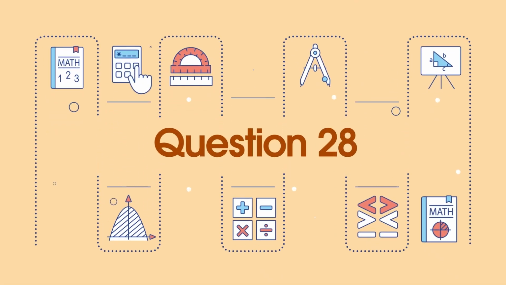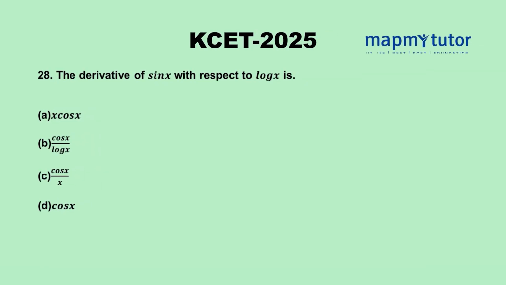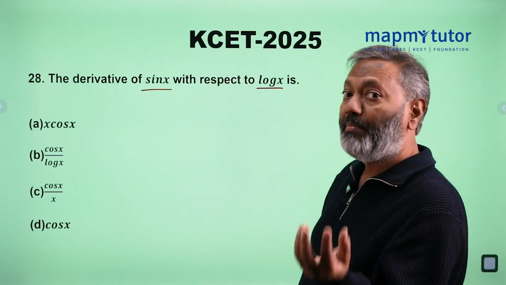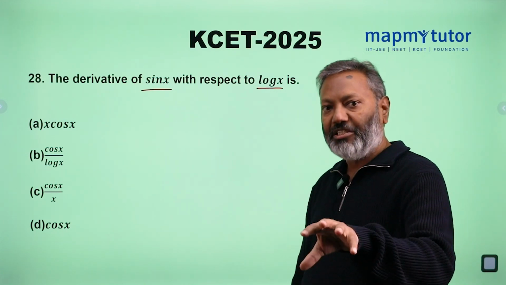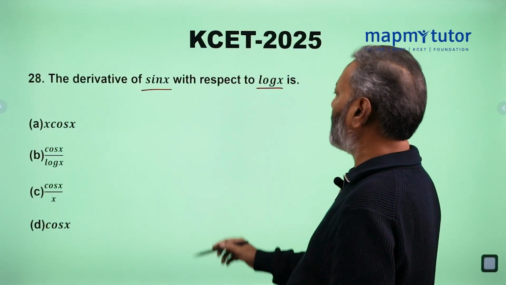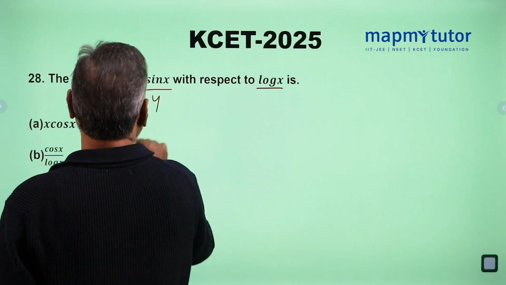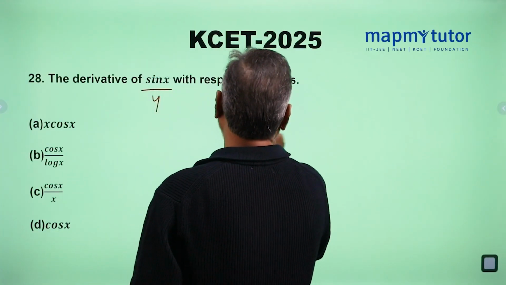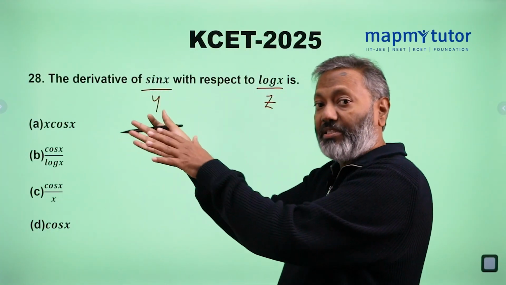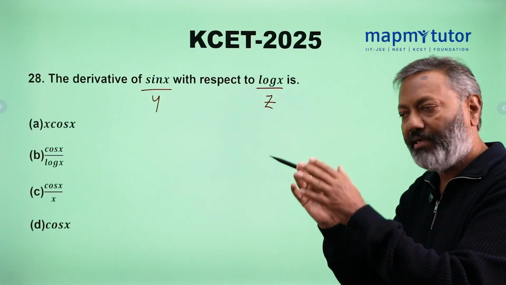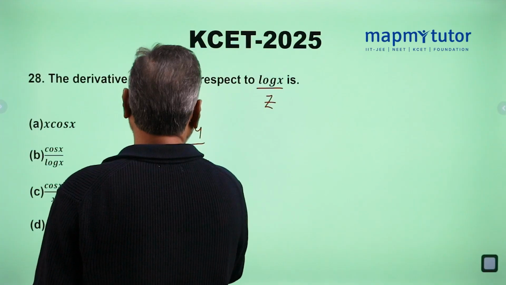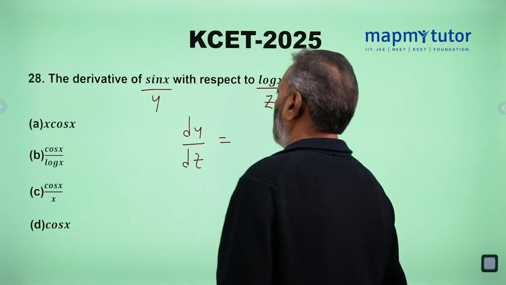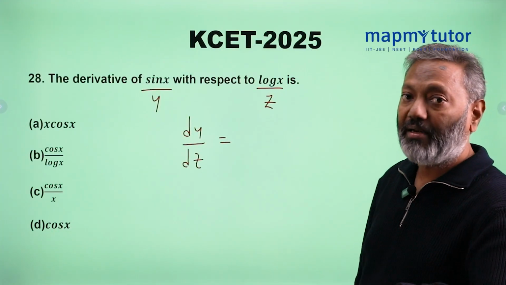The derivative of sin x with respect to log x. This is called another method of differentiation. It is named as the derivative of a function with respect to another function. Usually, the first function I take as y, and the second function, with respect to which I need the derivative, I'll take as z. Now, what is the derivative of y with respect to z? That's all. dy by dz is to be calculated.